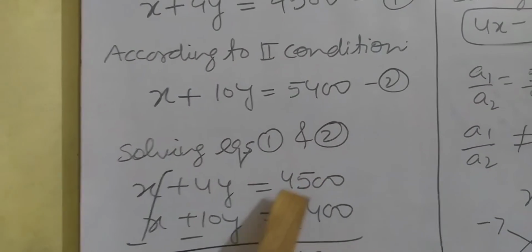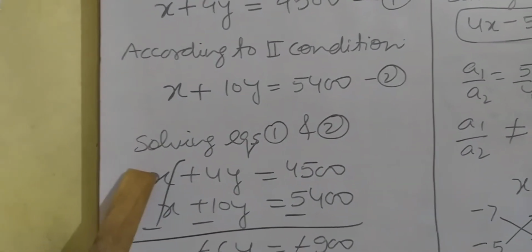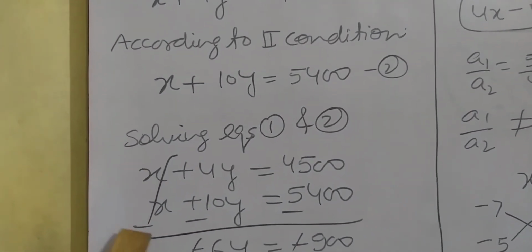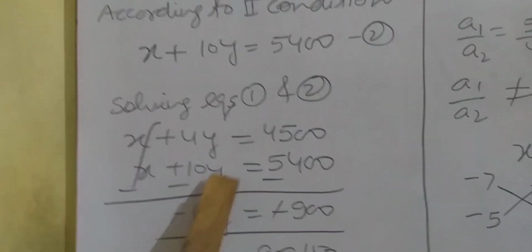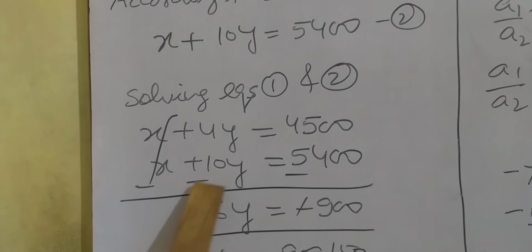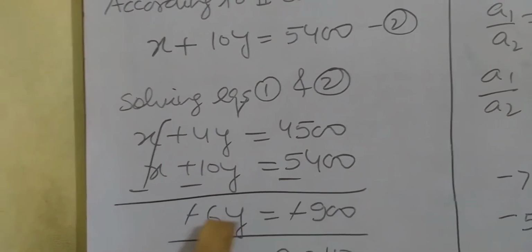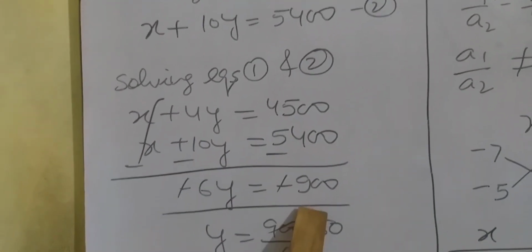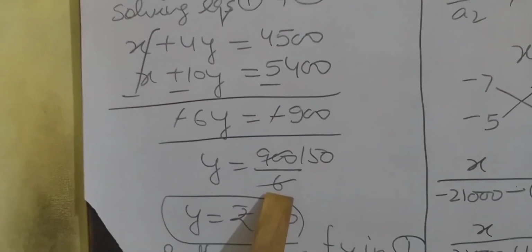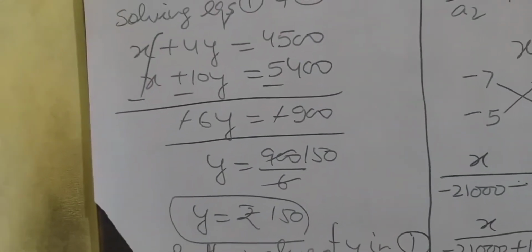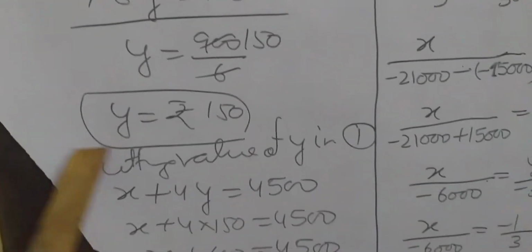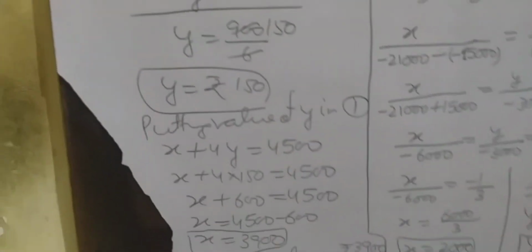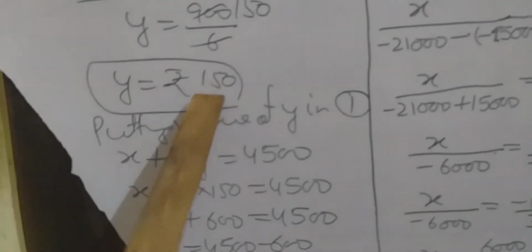Solving first and second, you can see x coefficients are equal. So when we change the sign, x is cancelled. 4y plus 10y, 4y minus 10y, we have to change the sign. So minus 6y equal to minus 900. Y equals 900 upon 6, which is 150. So y equals rupees 150.